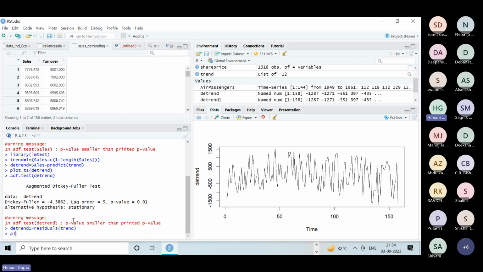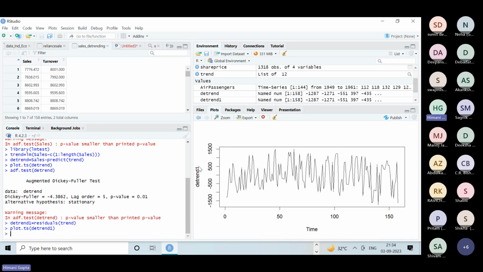You will get the same answer. If I plot ts and dtrend 1, you will get the same diagram. This is dtrend 1, same diagram. So, madam, it's up to you.